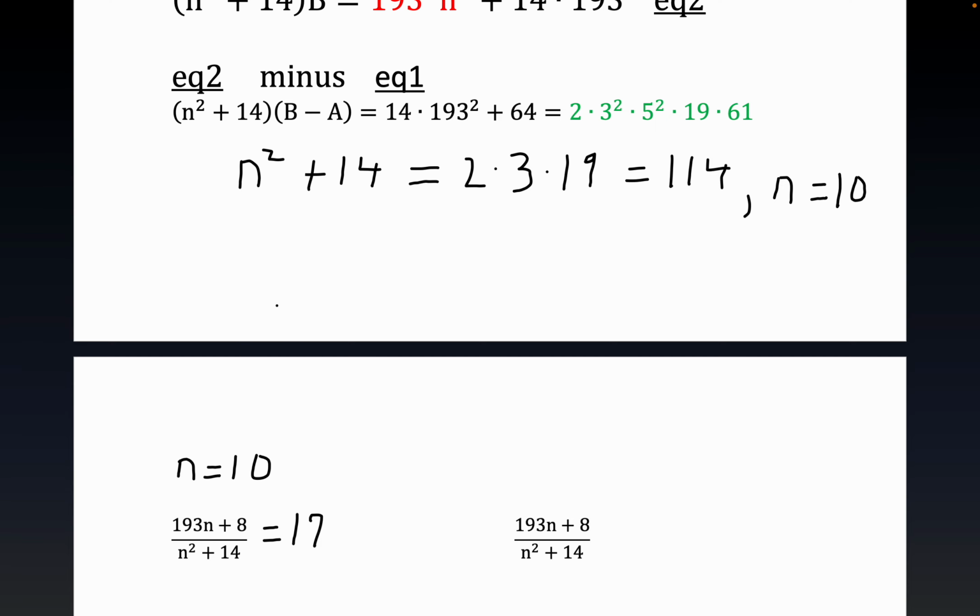Now notice another possibility right here would be n squared plus 14 equals 2 times 3 times 5. This was very time consuming, all of this. 2 times 3 times 5 is equal to 30. And I don't even know if I have all the solutions. These are the only two that I found. But that would imply that n is equal to 4.